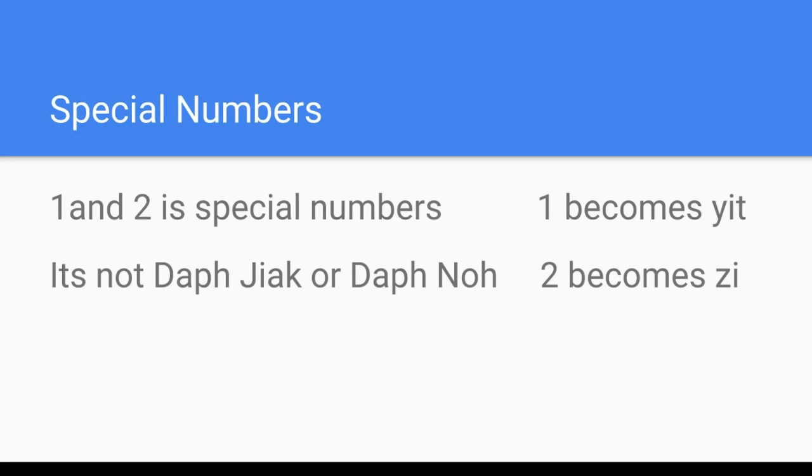Okay, so there are special numbers. 1 and 2 are the special numbers. So it's not jack or no anymore, okay? It's not tap jack or tap no. The 1 becomes yit, and then 2 becomes z. So 12 would be tap z, and then 11 would be tap it.